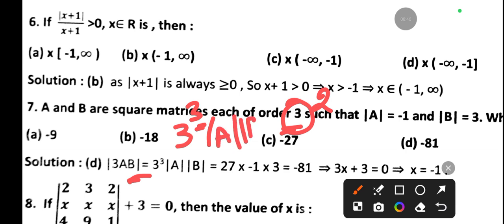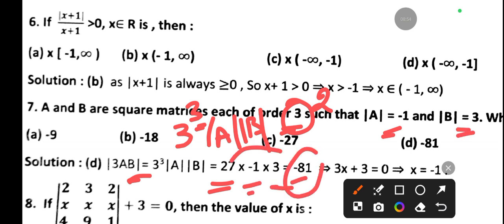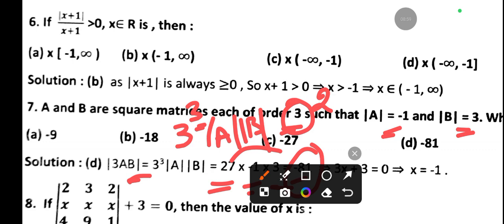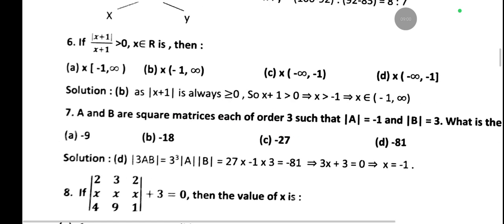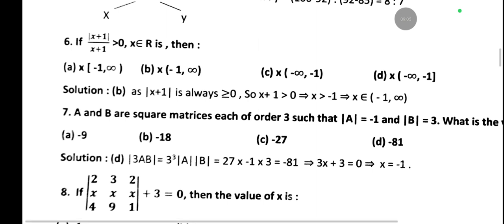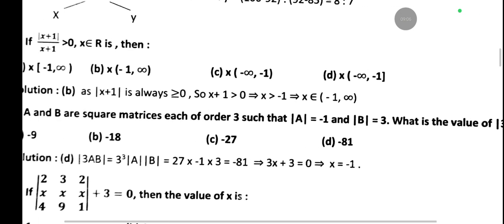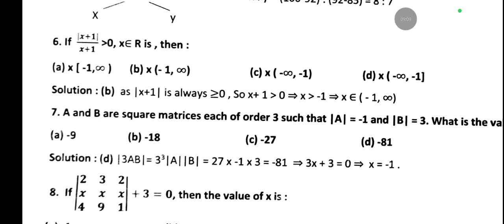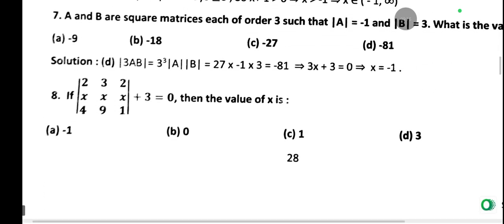Determinant AB we can split into determinant A into determinant B. So 3 cube is 27. Determinant A value is minus 1, determinant B value is 3. Multiply 27 by 3, with the minus, we get minus 81. So we got minus 81, sum over. They asked what is the value of determinant 3AB. If they were asking to find the value of x, then we would have to go further. So option D, minus 81, is correct.